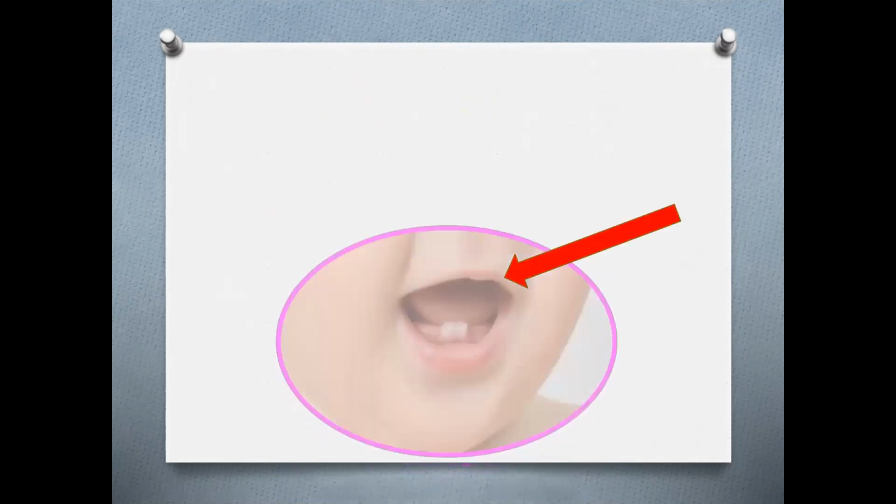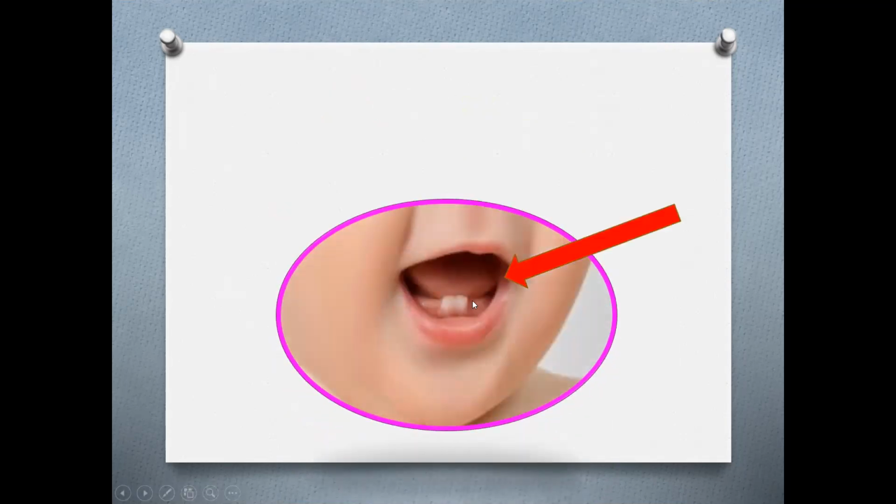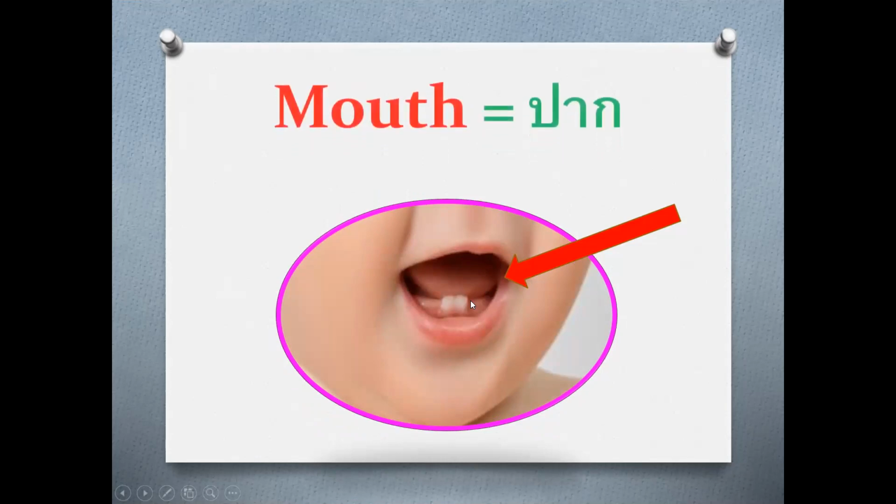Next, what picture is this? Good. Mouth. You're going to spell M-O-U-T-H. We can read mouth. You can read Thai, see this picture and understand.